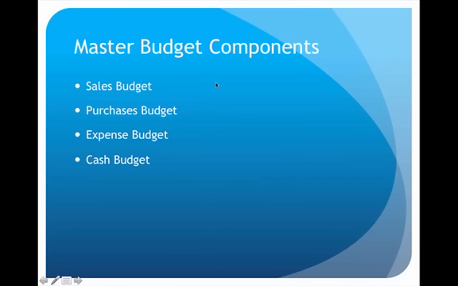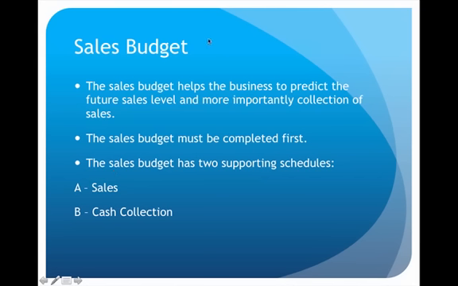Now when we prepare a master budget, there are going to be different components. And it's always in a particular order, because each component that we fulfill will then feed information into the following component, and eventually it will all come together on the final budget. So we will have a separate sales budget, purchases budget, and expense budget, and then that will all feed into our cash budget. Now the first component would be the sales budget.